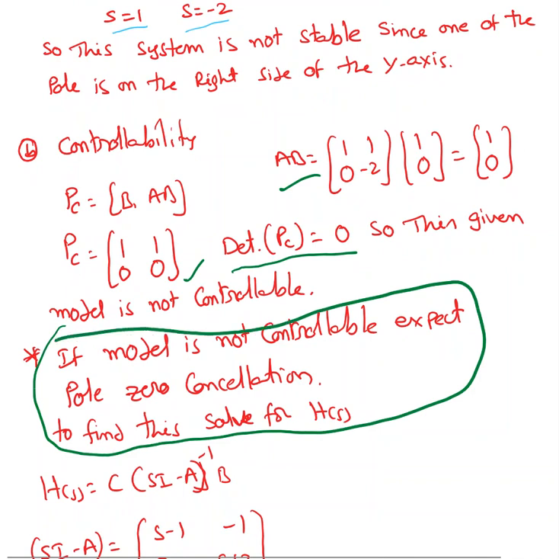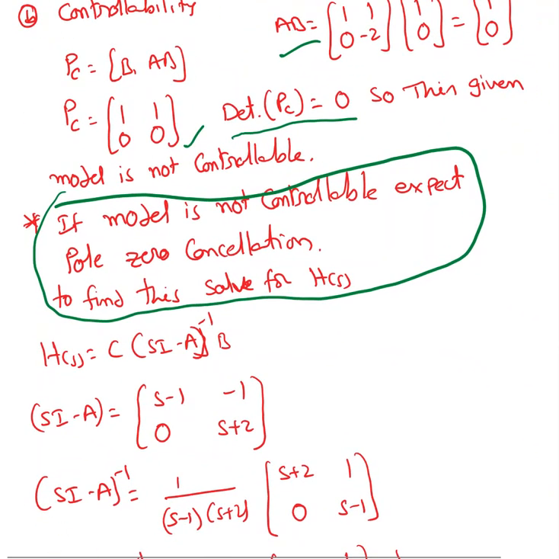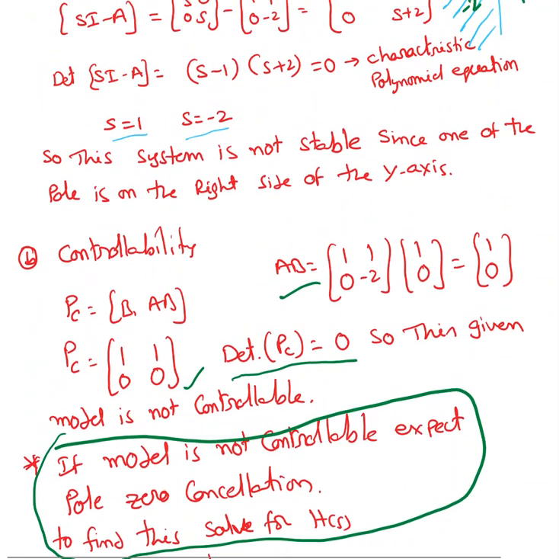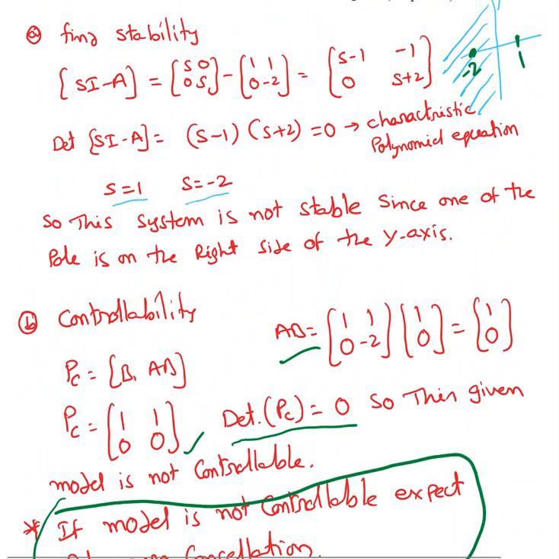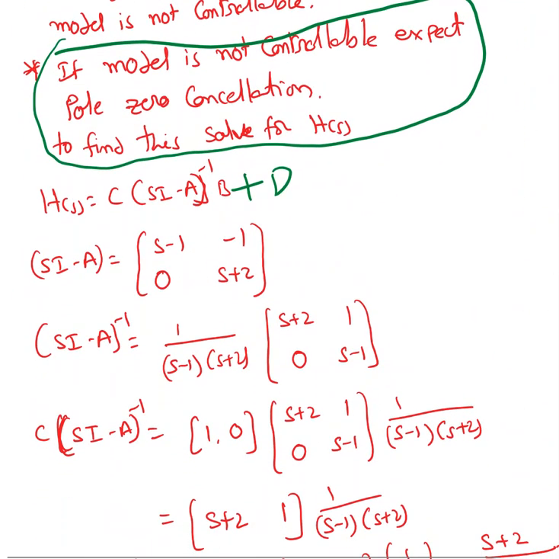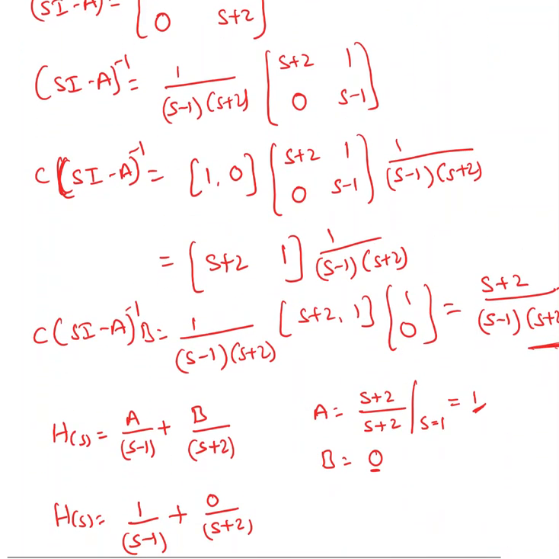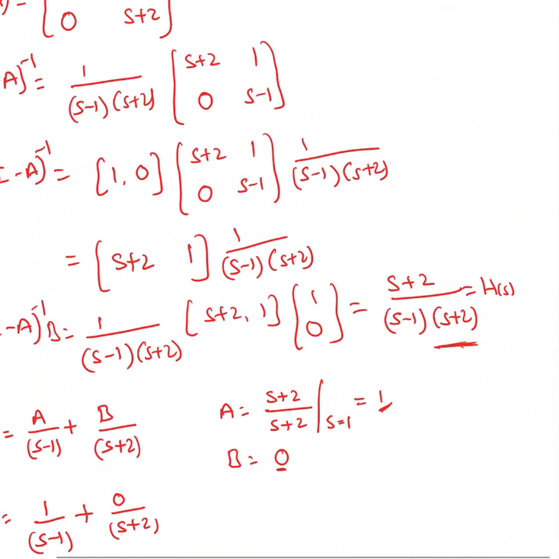To find the pole zero cancellation, we need to find H of s. H of s equal to C times sI minus A inverse times B plus D. In this case, the D matrix is 0, so that's the reason I didn't do the D matrix. We already found sI minus A somewhere here. From the sI minus A, find sI minus A inverse, and then multiply with C and with B. I found that H of s equal to s plus 2 over (s minus 1)(s plus 2).